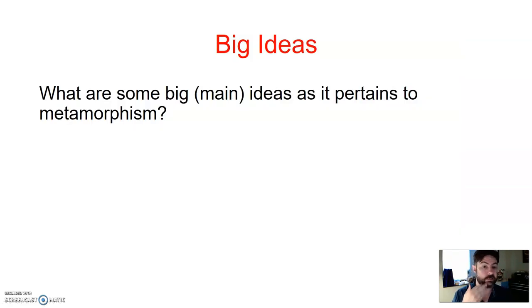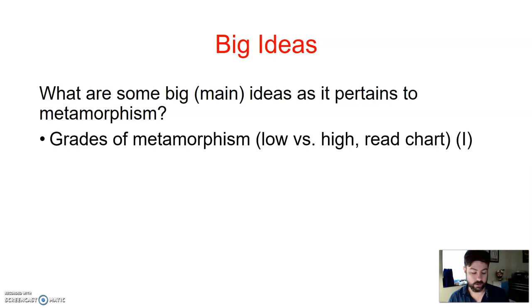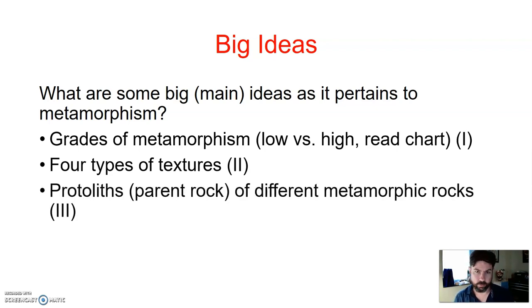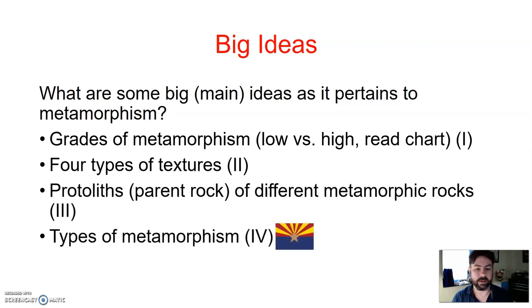Well, that brings us to the end. So what are some of the big or main ideas as it pertains to metamorphism? Just the grades of metamorphism, low versus high grade metamorphism back in section 1, and your ability to read that chart: certain temperatures, pressures, or depths below the earth, and what kind of metamorphism might occur. The types of textures: slaty cleavage, schistosity, mineral banding, and magmatic. On that table in section 3, the protolith parent rocks of some of the different metamorphic rocks. And the different types of metamorphism: contact, regional, burial, shock.